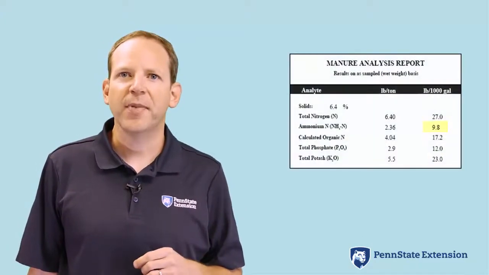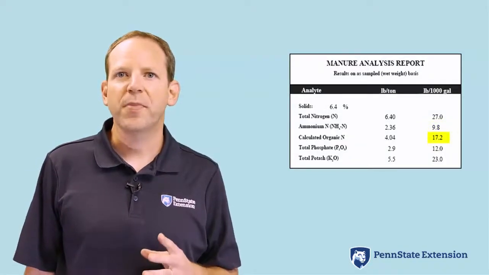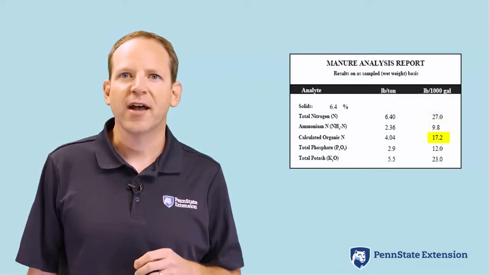Based on the plan management for any given manure application, drill down into these tables to find the availability factors for ammonium N and organic N. Then multiply these factors by the ammonium N and organic N contents of the manure being used to get the quantity of available N in the manure. Let's do an example based on a dairy manure slurry that has an ammonium N content of 9.8 pounds ammonium N per 1,000 gallons and 17.2 pounds of organic N per 1,000 gallons.